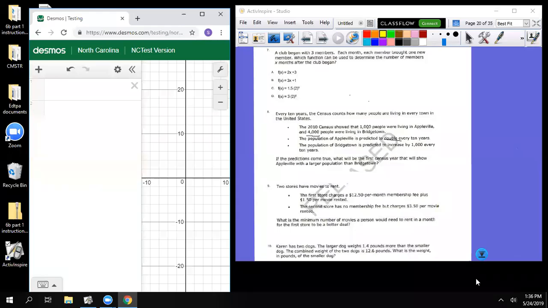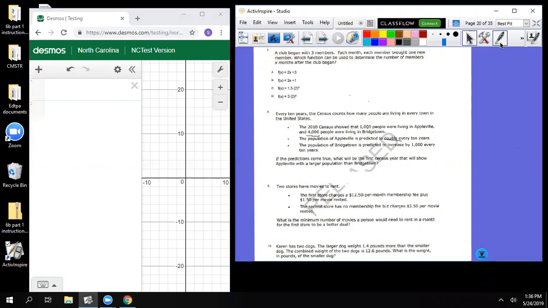Okay, so we are going to look at FLE 135 and FBF.2, where we're going to identify, interpret, and compare linear and exponential functions. But looking at active questions 7, 8, 11, and 29 from the 2018 South Carolina released Math 1 EOC. So beginning with 7, a club began with 3 members.